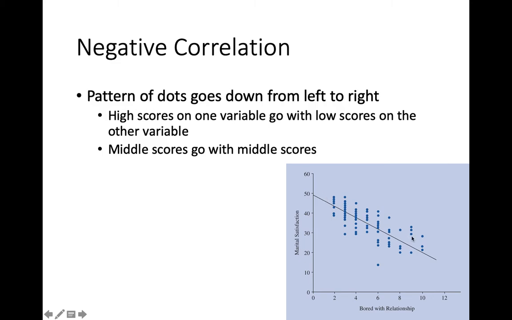So what we have here is high scores on one variable, in this case, high scores on being bored, are associated with lower scores on marital satisfaction. Okay? Alternatively, low scores on being bored are associated with high scores on marital satisfaction. So in this case, high scores on one go with low scores on the other, and of course the middle still go with the middle. So that's a negative correlation.